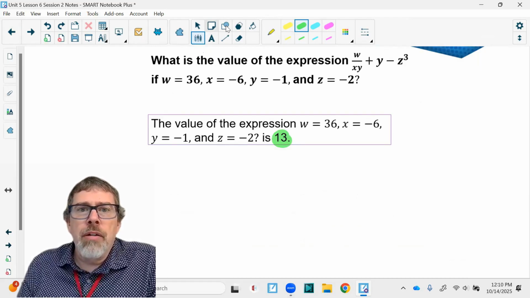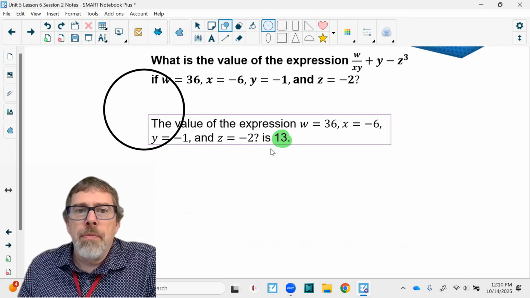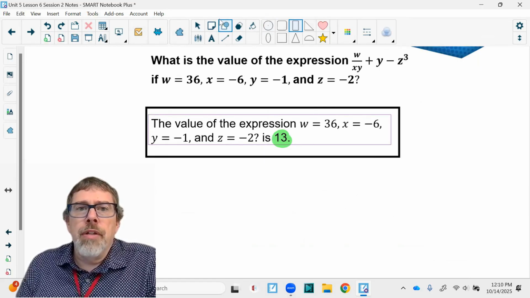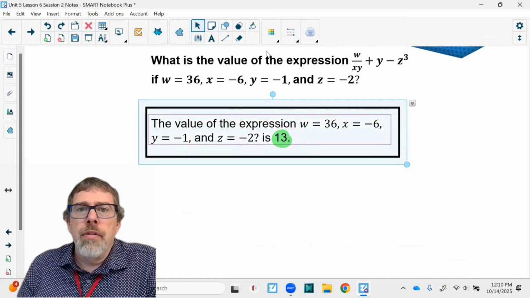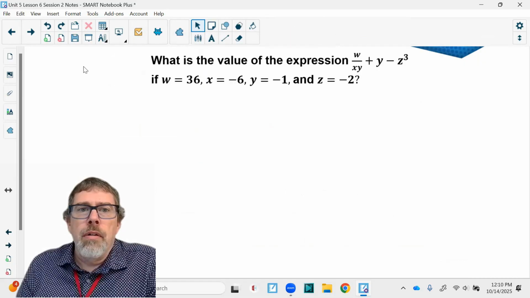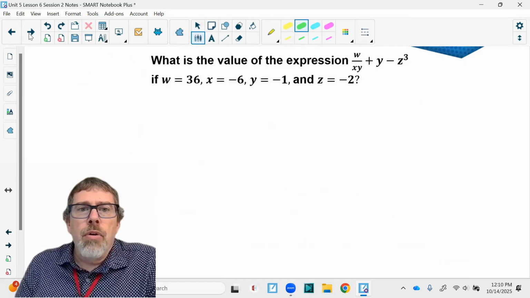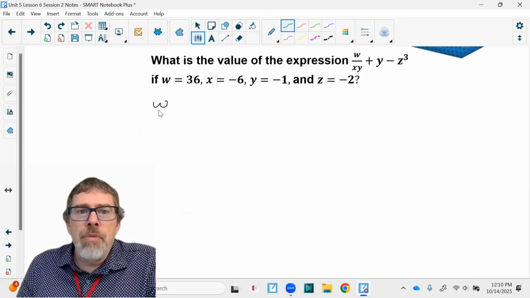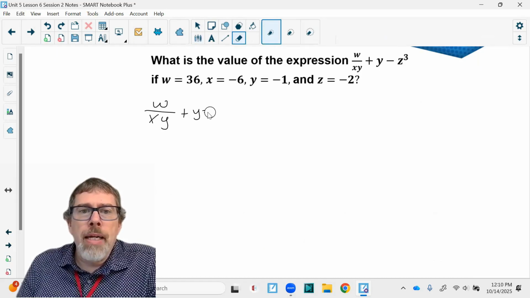So let me just get rid of this thing here. Okay, so we're going to do this problem again. So let me write it. I won't color code this time. W divided by XY plus Y, oops, not equals, minus Z to the 3rd power.